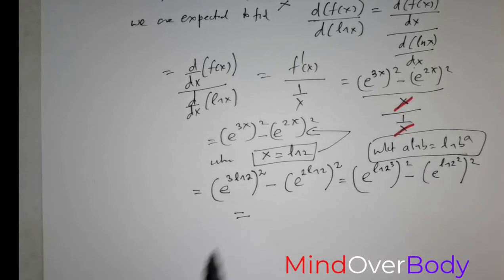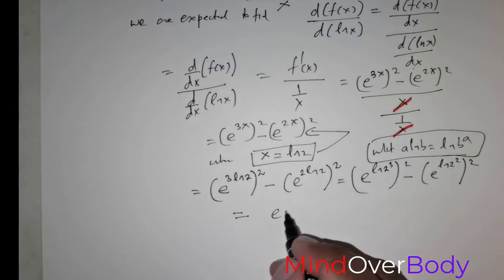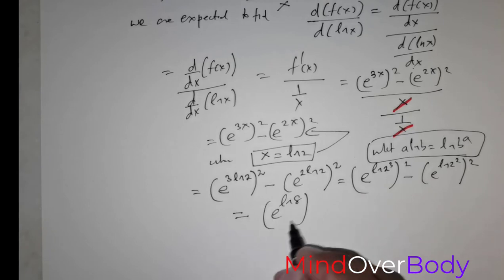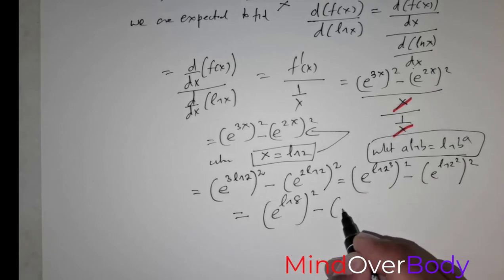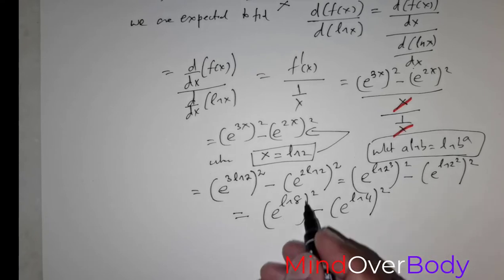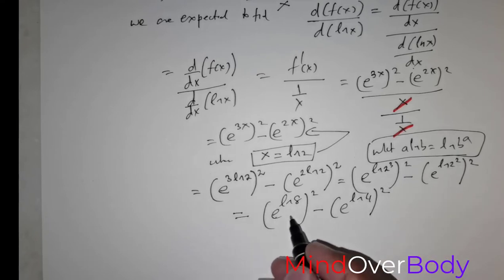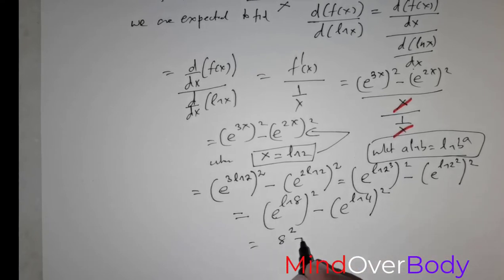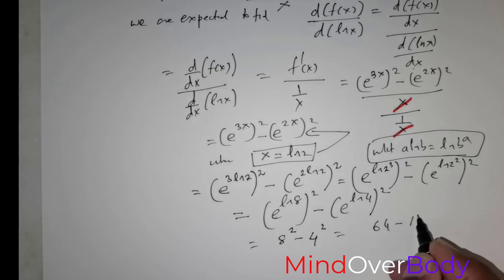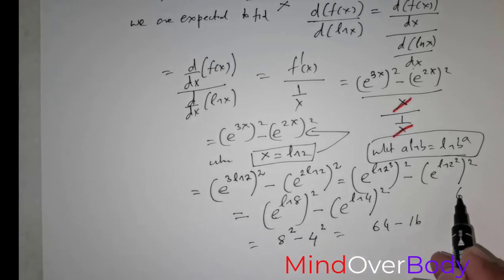So this is equal to e raised to the power of ln 2 raised to the power of 3, which is ln 8, raised to the power of 2, negative e raised to the power of ln 4, raised to the power of 2. Now e raised to the power of ln, they get neutralized, giving me 8 squared. This also gets neutralized, giving me 4 squared. 8 squared is 64, 4 squared is 16. So we have to subtract 64 minus 16.